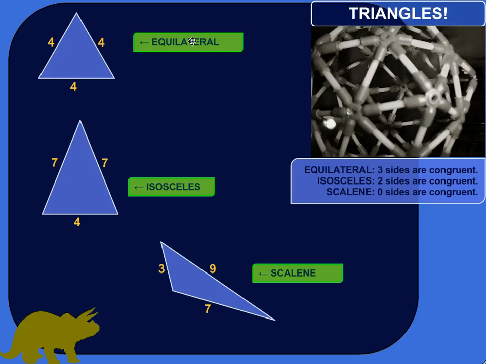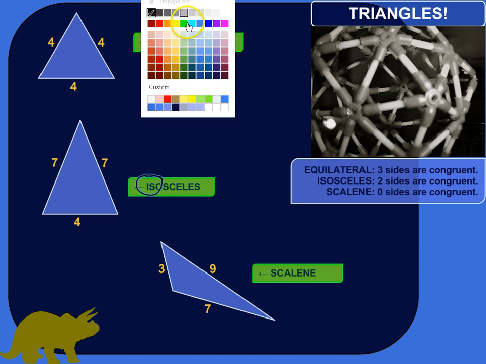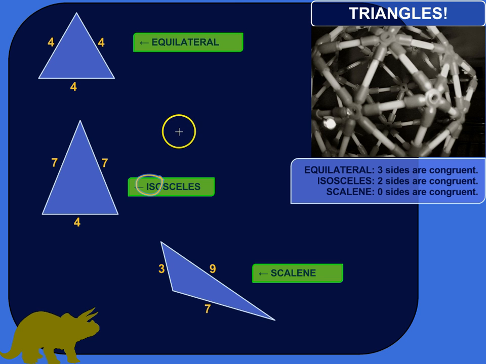And then next up, we've got the isosceles triangles, and those are triangles where two sides are congruent. There's two sides that have the same length. So for this one, there's two sides with a length of 7 units, and that iso just means same or equal. You might have heard isometric or isomorphic.